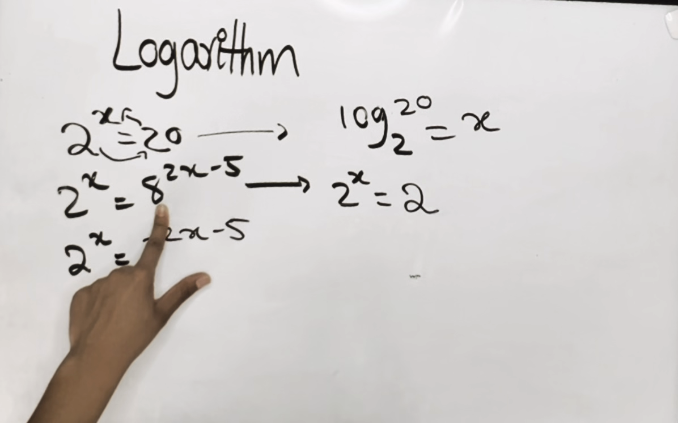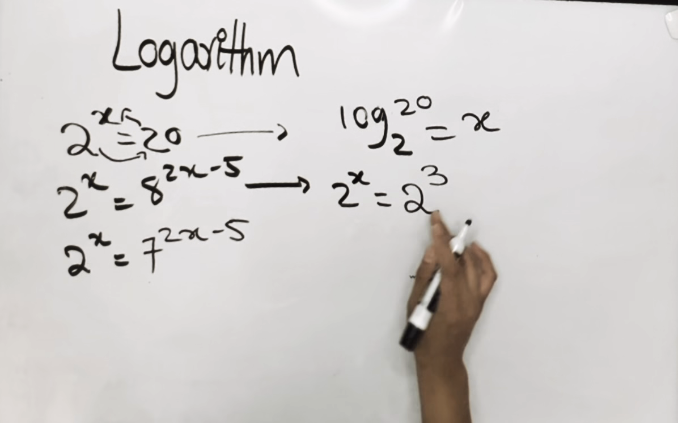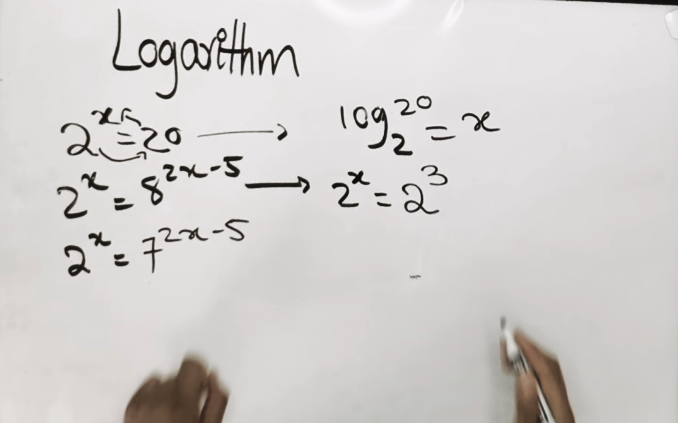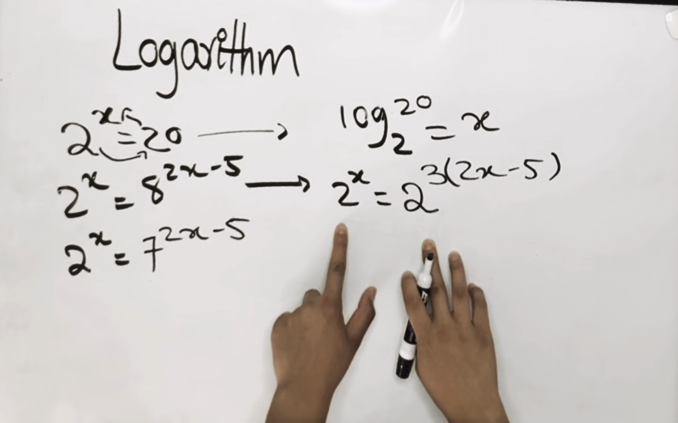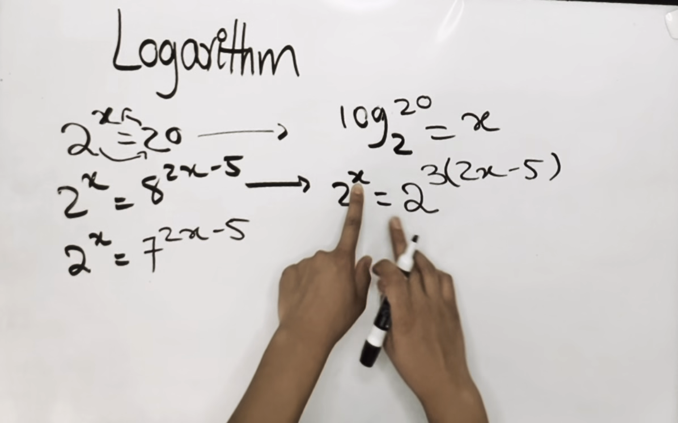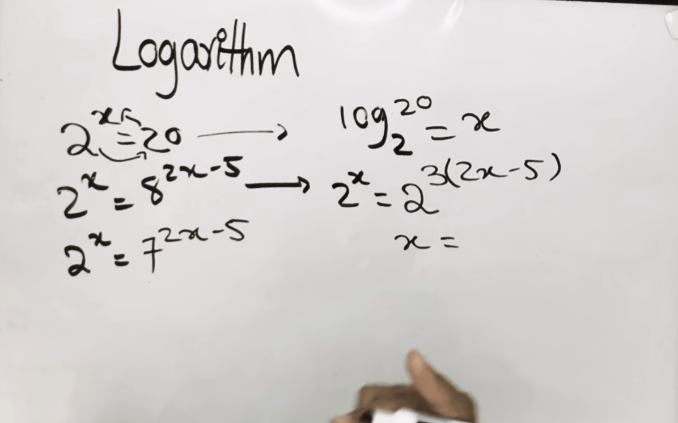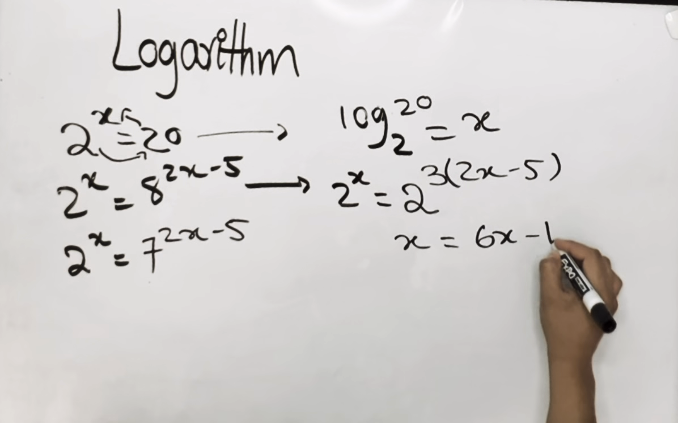However, now I have to figure out how many times I multiply 2 by itself to give me 8. And the answer is 3, because 2 times 2 is 4, 4 times 2 is 8. Now that's going to become 2 to the third power. However, we have more of that power, which is 2x minus 5. So 2x minus 5. Now, since our bases are equal to each other, our powers should also be equal to each other, which means this x is equal to this whole expression. So x is equal to 3 times 2x, which is 6x, minus 5 times 3, which is 15.